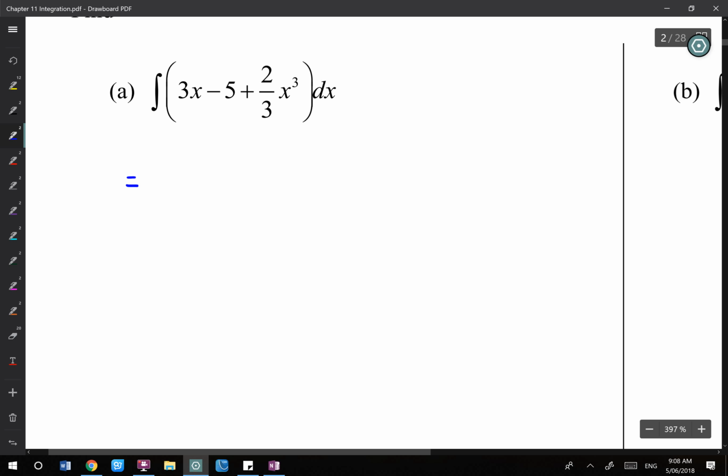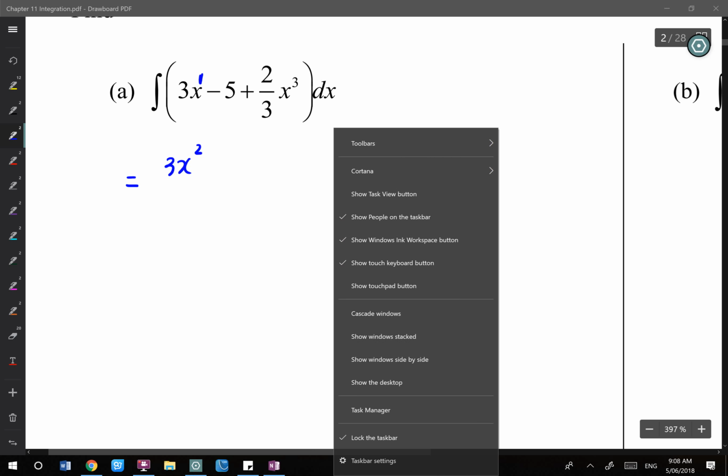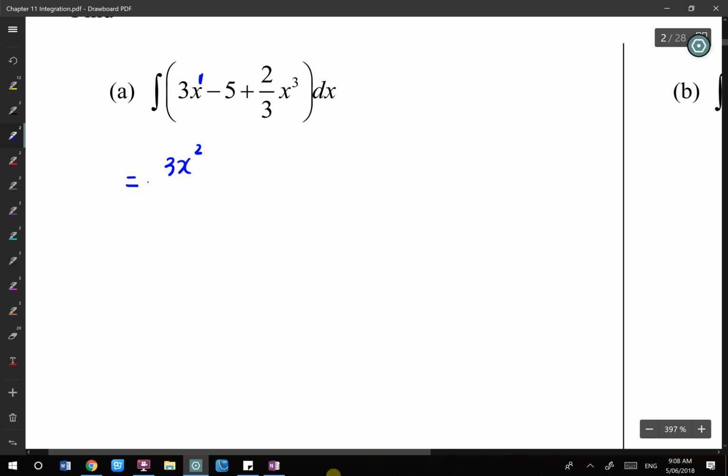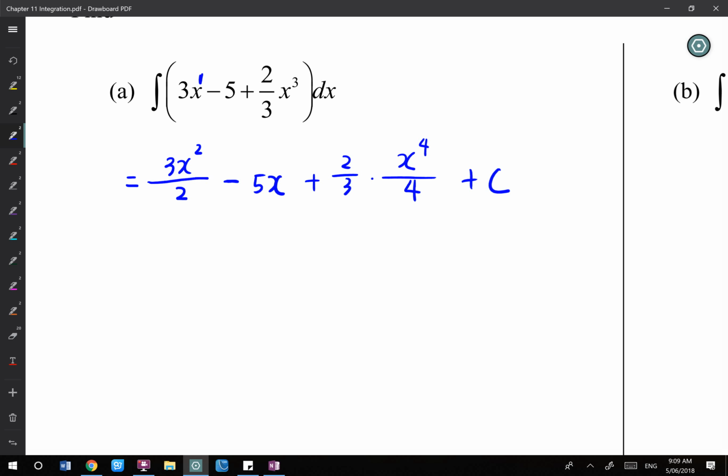So let's make that equal to 3x to the power of 1. Remember, you always recover the power first. Power will go from 1 back to 2, and then we divide by the larger power, which is divided by 2. Minus 5 is just 5x. Constant back to linear is 5x. And plus 2 over 3, well, don't need to care about the constant, put it there. x to the power of 3 will go back to 4, and then we divide by 4. And the most important thing is plus c. Always needs to write plus c, unless it's asked you for an antiderivative.